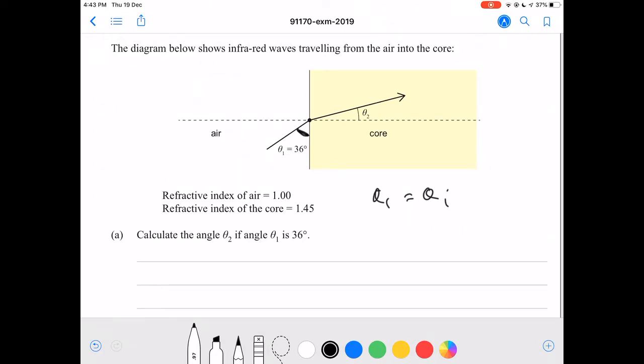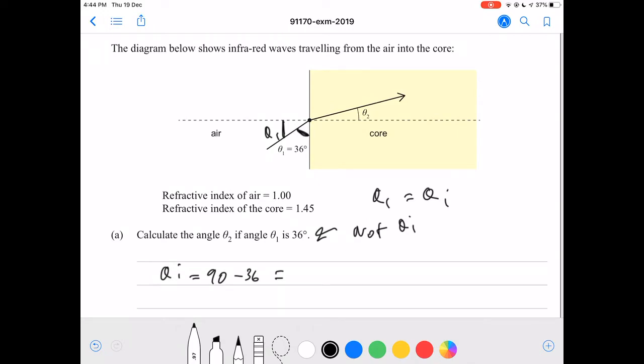However, this isn't the angle that the ray makes with the normal. This 36 degrees is the angle that the ray makes with the boundary, and that is not the angle of incidence. So that means we have to manually find our angle of incidence first. You know that this whole thing is 90 degrees. Hence, our angle of incidence must be 90 minus 36, and I don't want to make a mistake here.